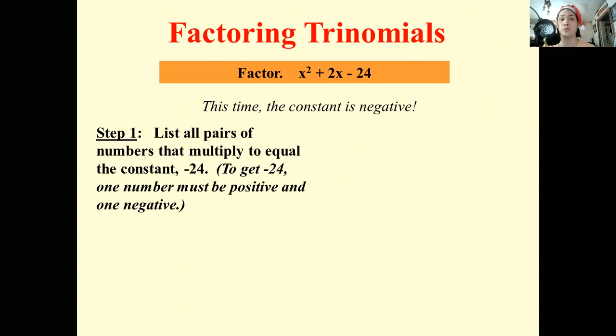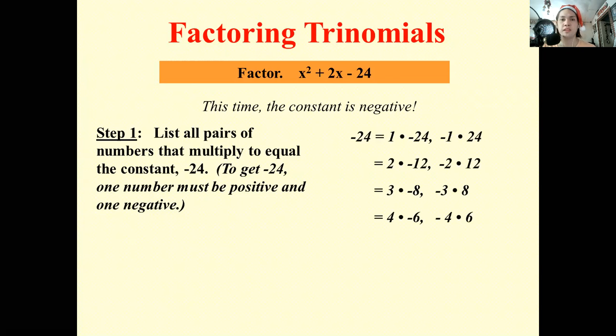Then to get negative 24, one number must be positive and one number must be negative, correct? Because when we multiply opposite signs, that gives you a negative product. So we will look for two factors of negative 24 where one is negative and one is positive. Let's take a look. We have these combinations. We can use 1 and 24, where 1 is positive and negative 24.